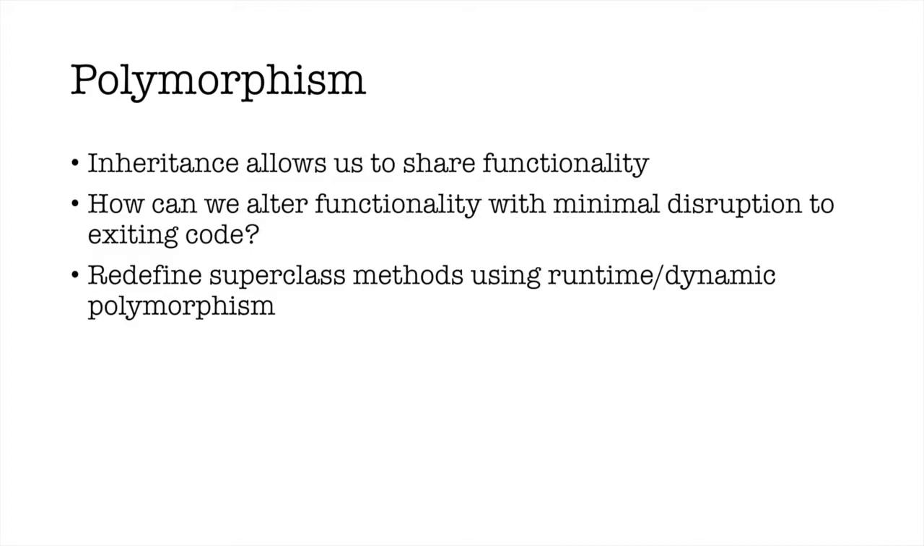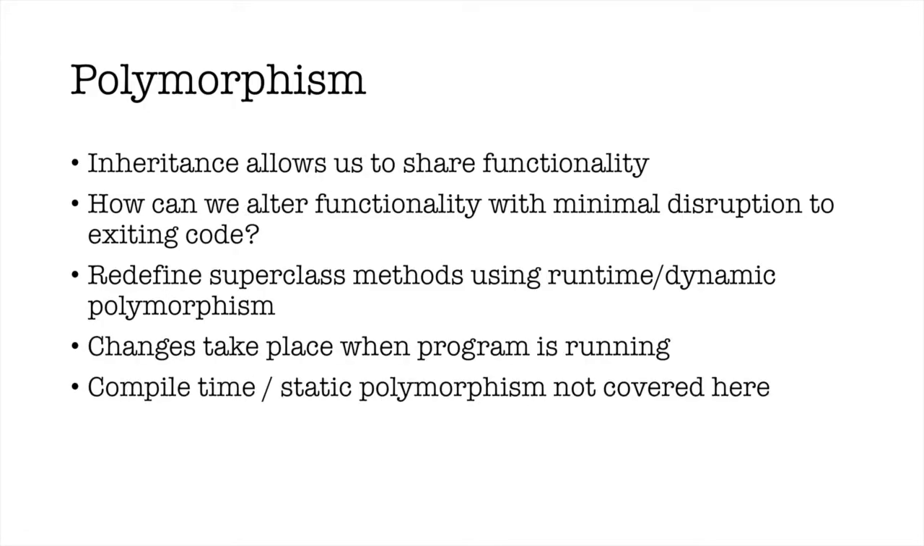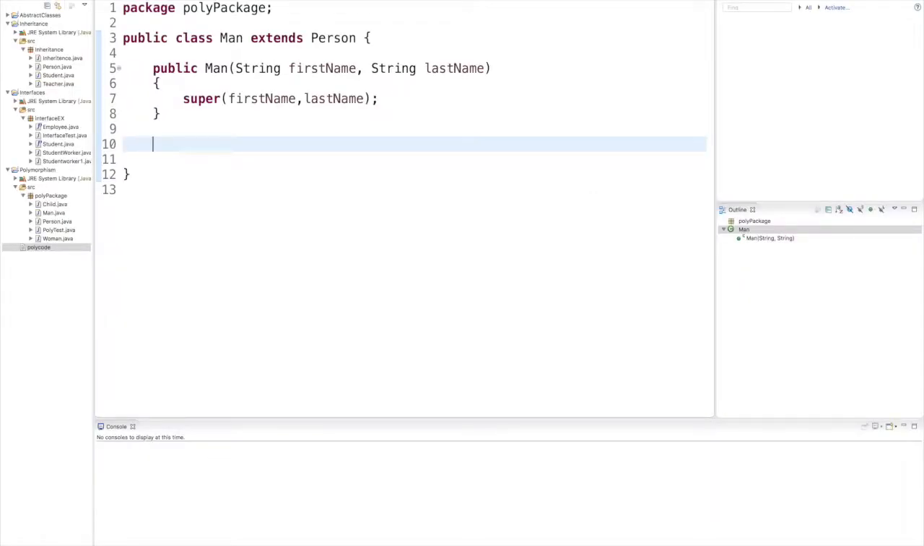Method overriding is a form of runtime or dynamic polymorphism, which means that the implementation of the required method happens when we run our program after it has already been compiled. Let's start with an example.